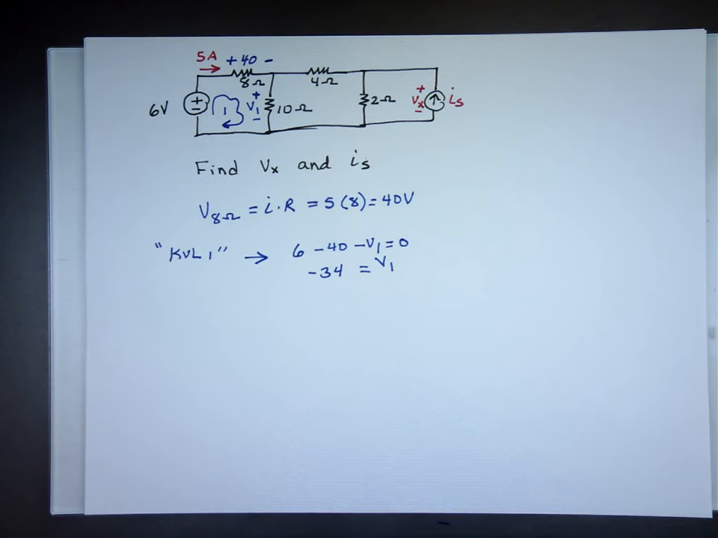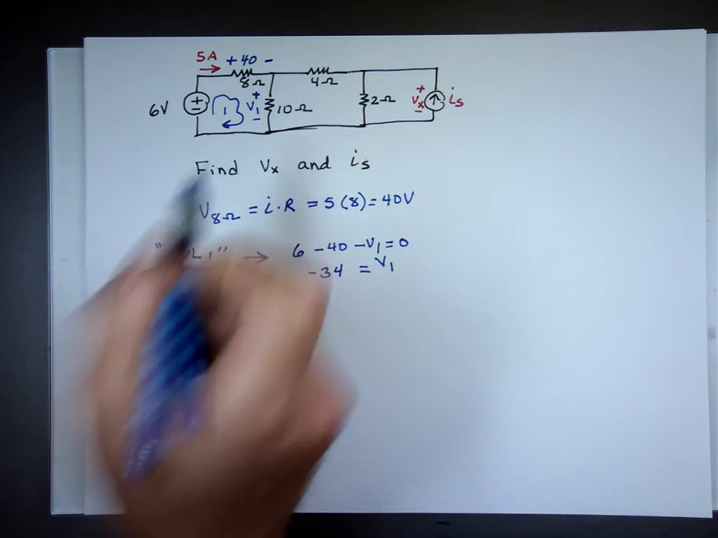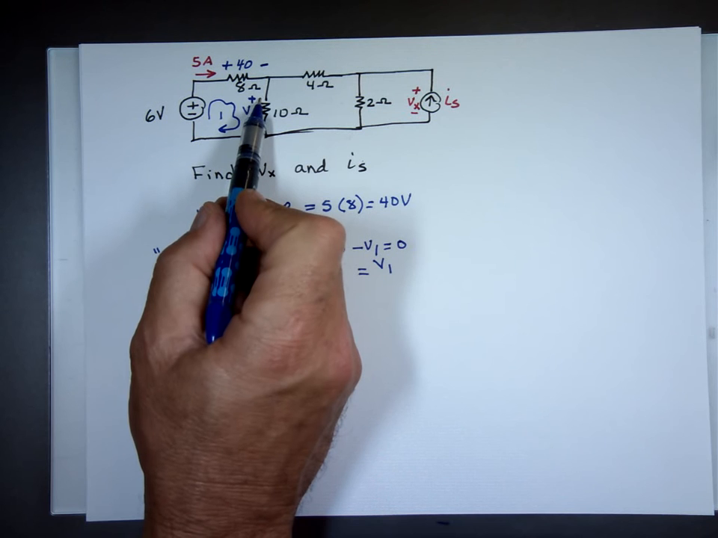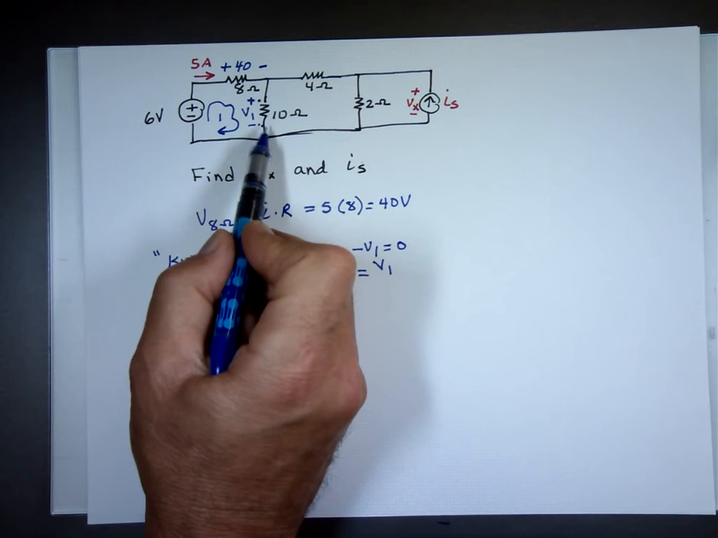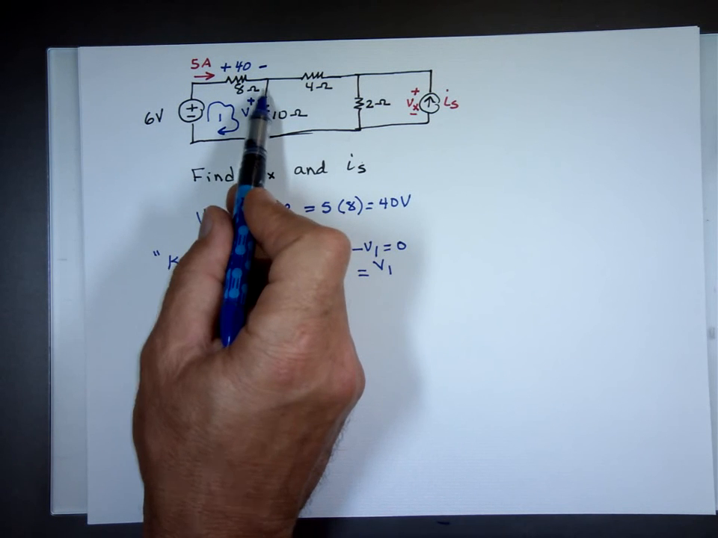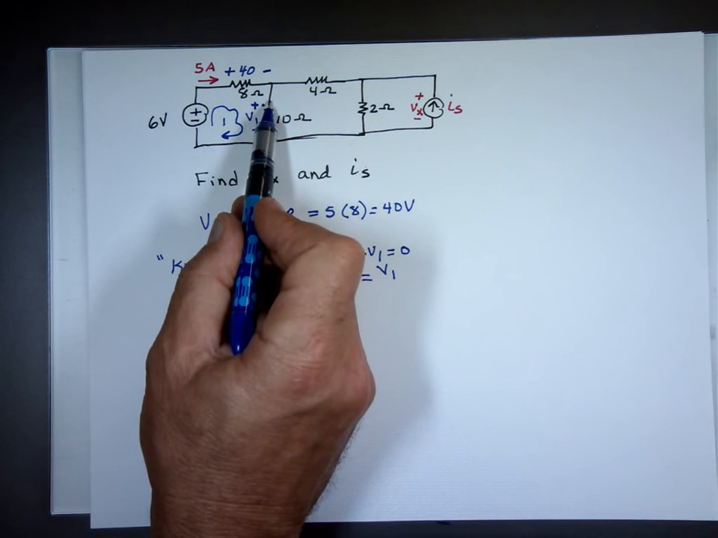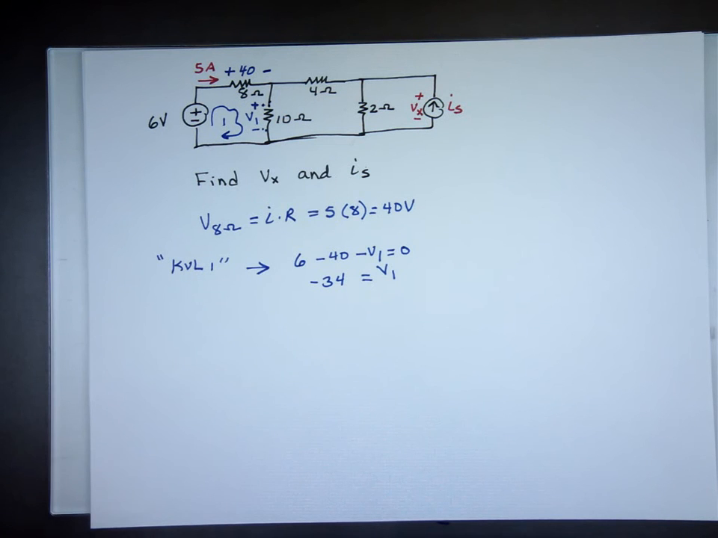What does that mean, negative 34? It means this end is 34 higher than that end. That means the current is really going up, not coming down. The current here is going up. So there's a current going up in this direction.